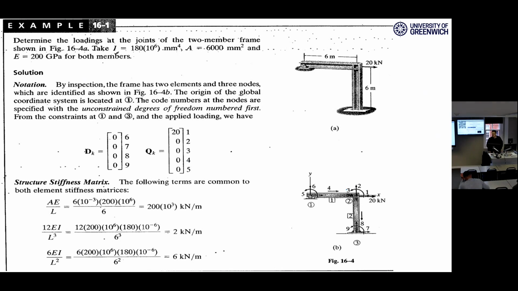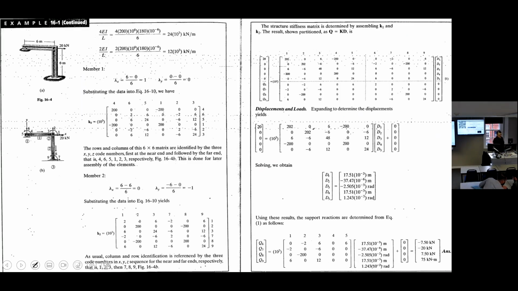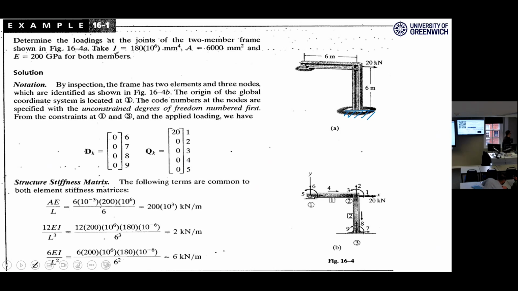First, let's understand what the example is. We have this structure, this is fixed, and this is probably a roller, I'm not sure. The figure is not there here. Let's check it. It is a roller.